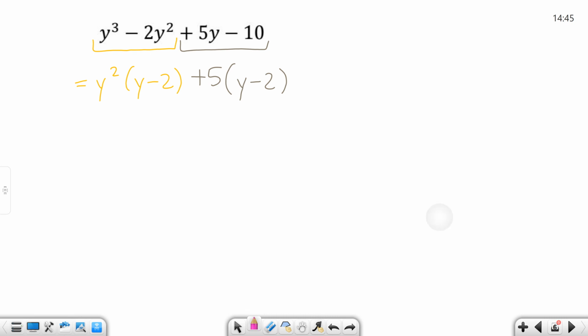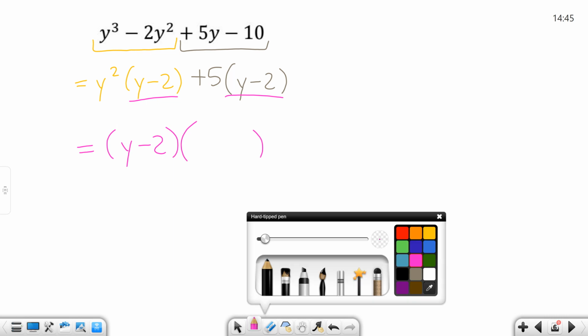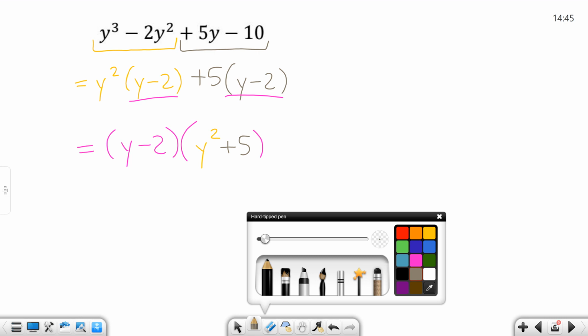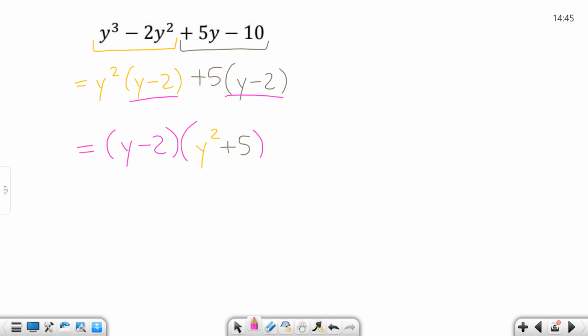Did grouping work? Yes, these two things are the same, so what am I going to factor out front? The group, that's the same. That's my GCF now, y minus 2. And what am I left with? I'm left with y squared in yellow, and in gray I'm left with plus 5, okay? Plus 5. So I like to color code these, and if you are colorblind, I am sorry, because you may just see a difference in hue and not see the colors, but if you're not, then hopefully it helps you to see what exactly is going on here.